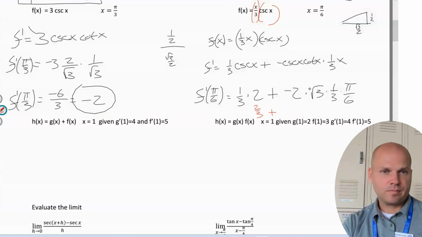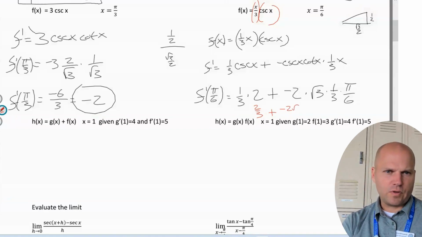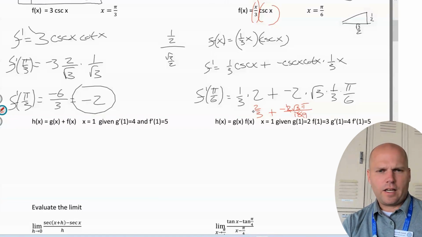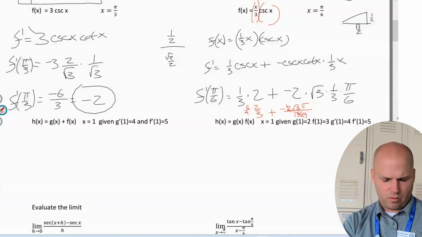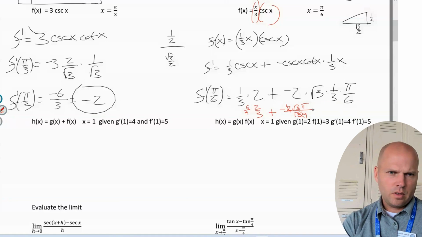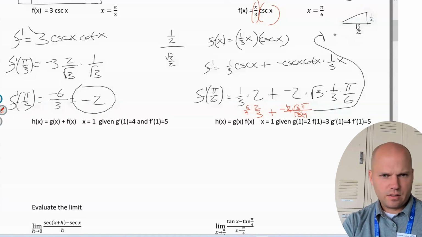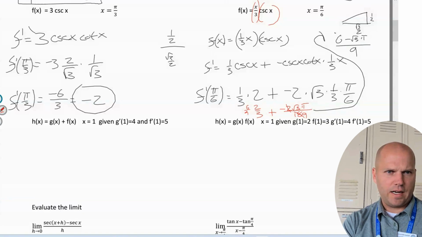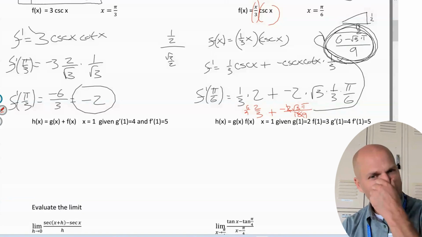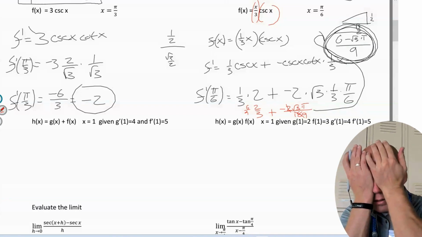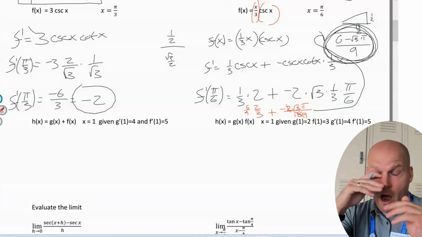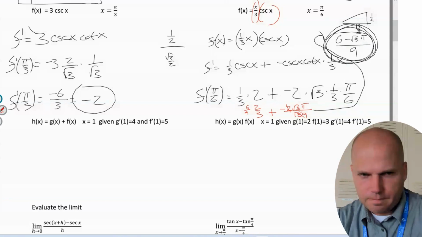plus -2 √3 pi over 18, which turns into over 9. I could change this to 6 over 9 if I wanted to. Probably not going to see this on a test. -6 minus √3 pi over 9 as your final answer. Just make sure you have the derivative down, and that's correct. You're good.